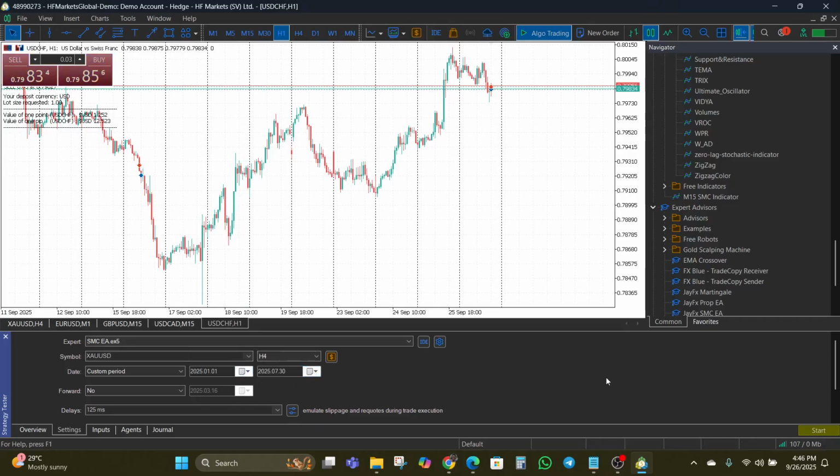So it is going to do the backtesting for you, and you can see how the EA would have performed over that period of time, and possibly how it's going to perform. Although remember that past performance does not guarantee future results, okay, but backtesting still helps to know if the EA is at least profitable to an extent or not.